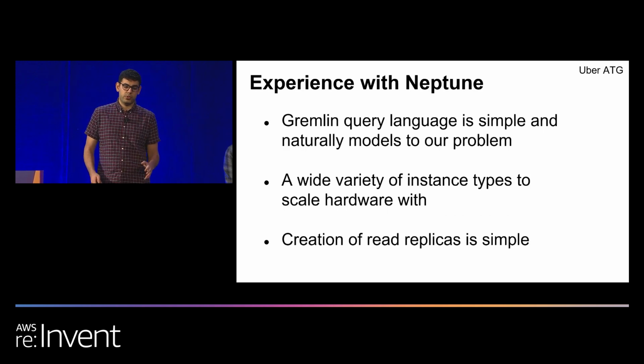Our experience with Neptune has been really great. Gremlin query models very quickly to a graph. We've got a wide variety of instance types. One of the things we've looked to do is move maps of specific cities onto their own clusters. So if you've got a map of Pittsburgh, it gets its own cluster, allows us to have a really big instance type for Pittsburgh. But if you've got a map for a small city, we can make that in a tiny instance type. Save us a lot of money.